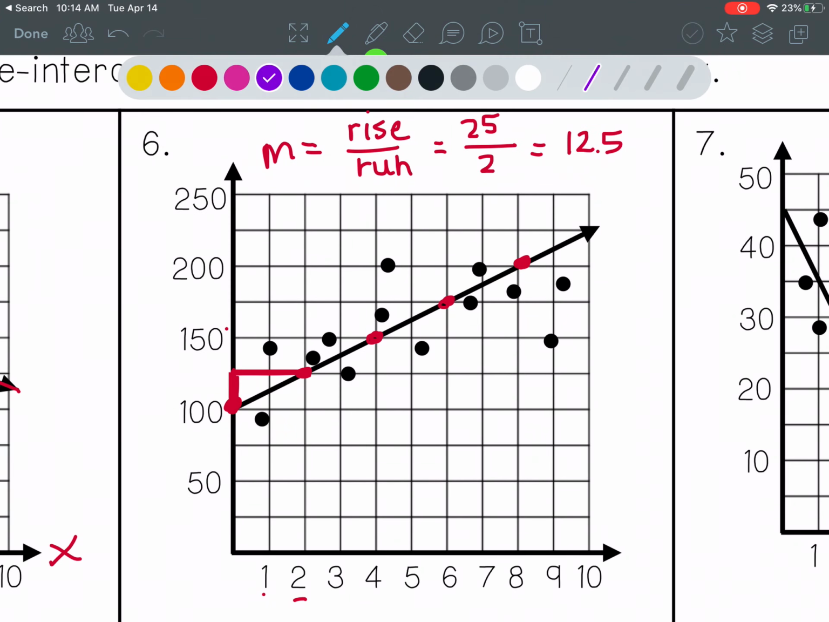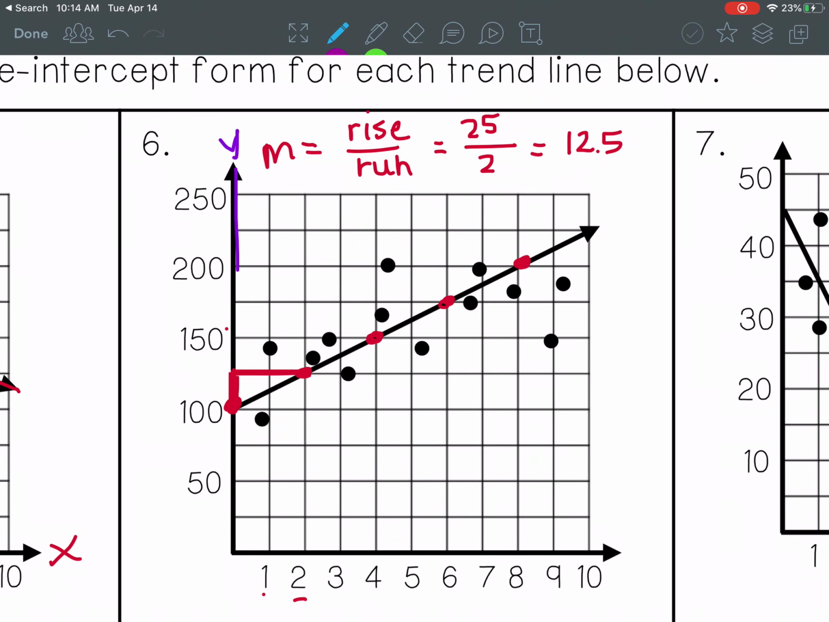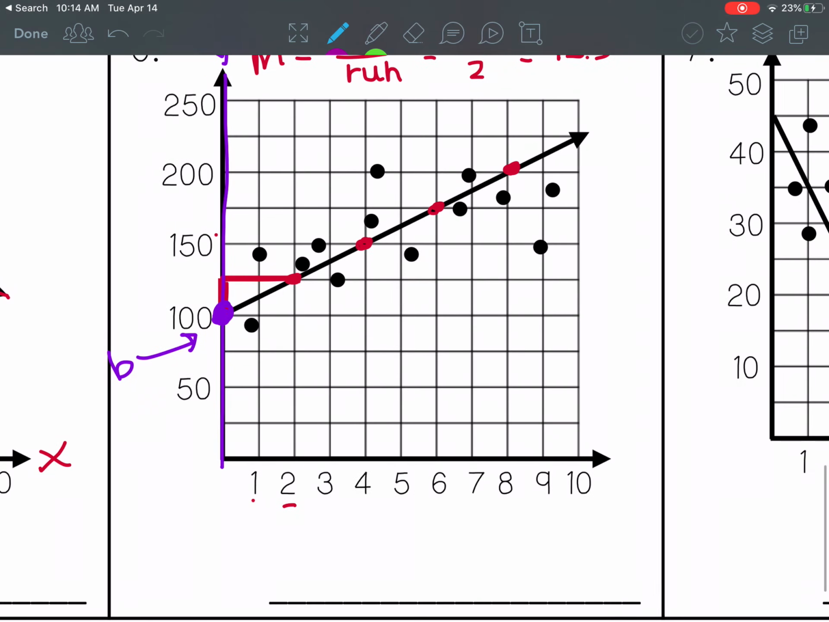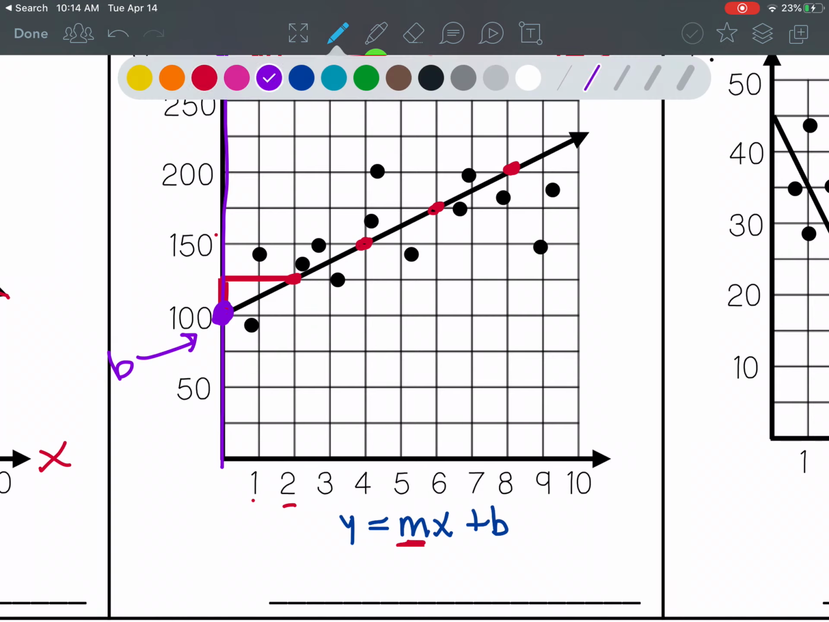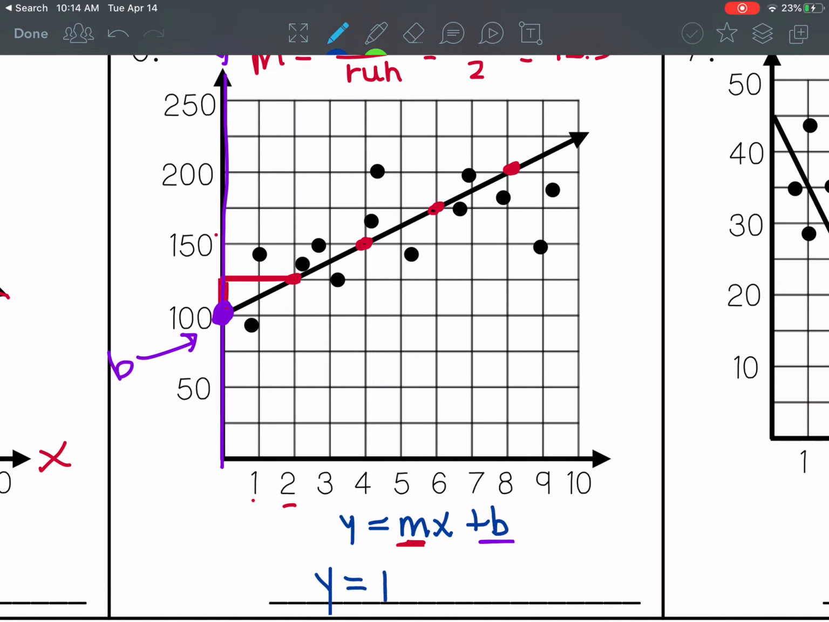Our y-intercept, where does the line cross the y-axis? Crosses right at 100. Okay, so again, same process, y equals mx plus b. You're just substituting two things, slope and then your y-intercept. So our equation, y equals 12.5x plus 100.